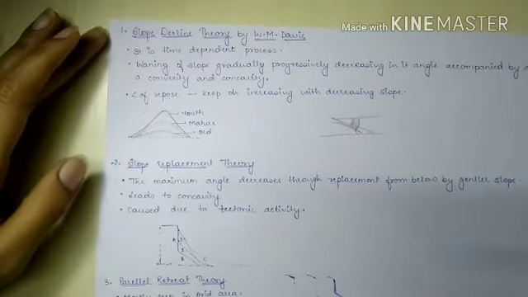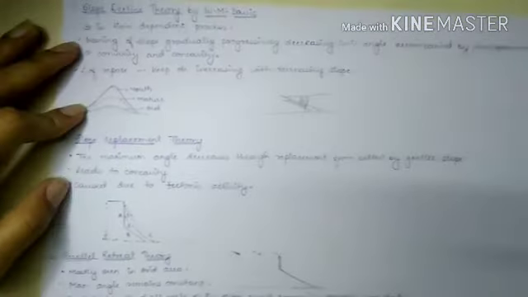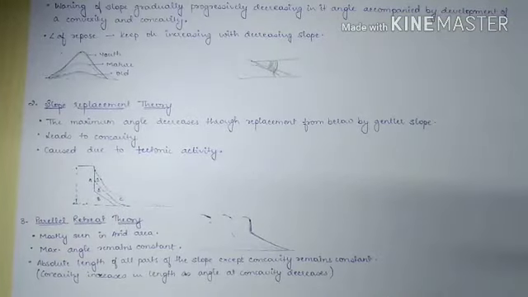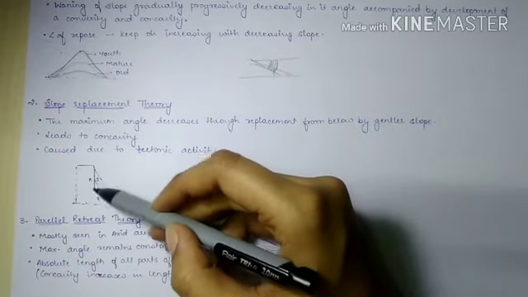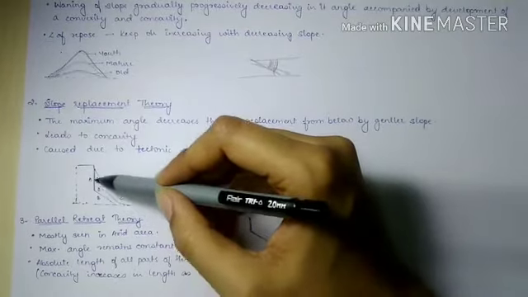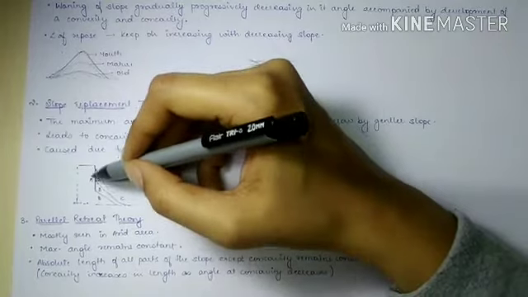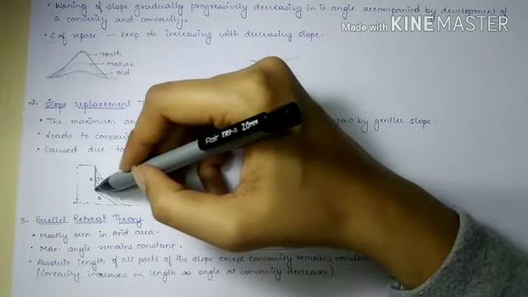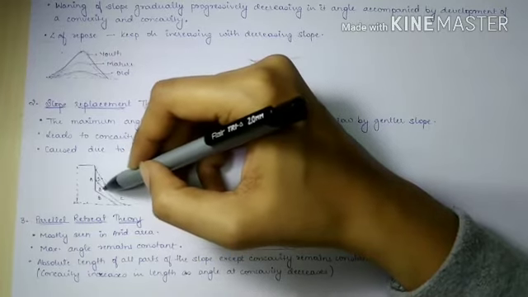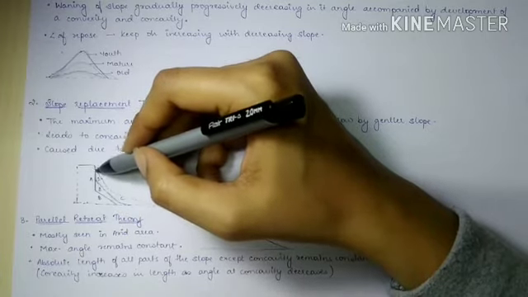The next theory was slope replacement theory, which was given by Penck. In slope replacement theory, what is said is that this is the maximum slope, and this maximum angle is decreased. How is it decreased? It is replaced by a gentler slope from below. So this is the steepest slope, and this is the gentler slope. In the next stage, it will replace it. Here the gentle slope will come till here, and then in the next stage the gentle slope will be here.